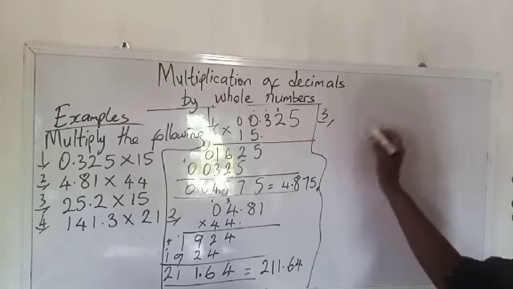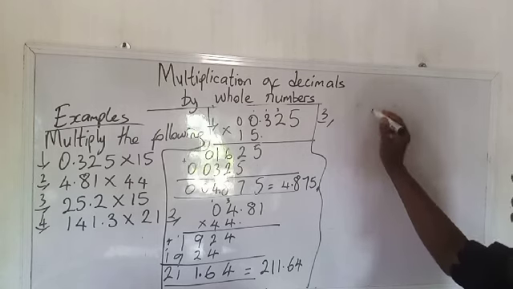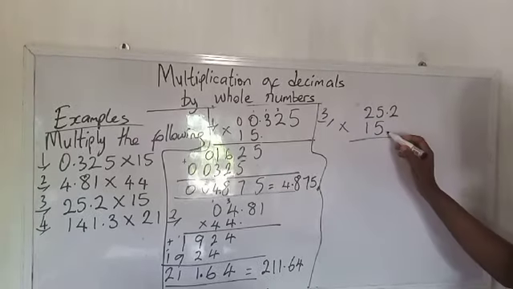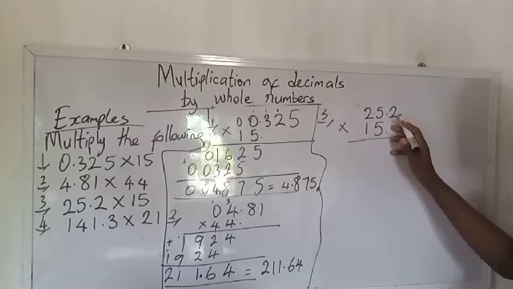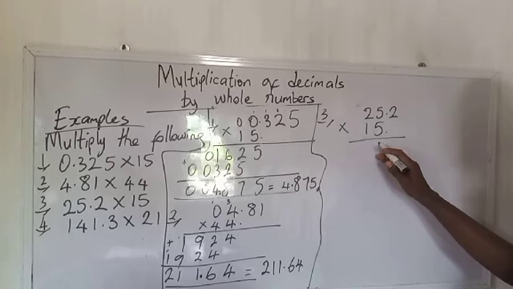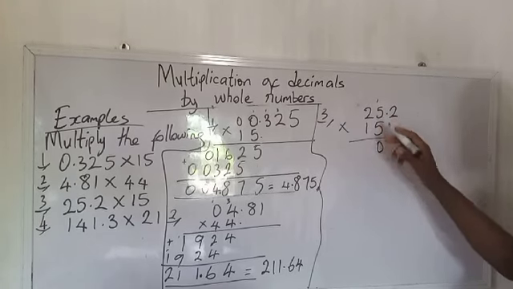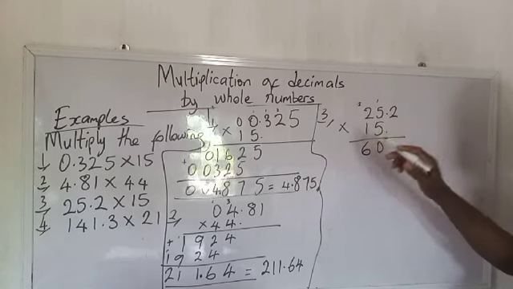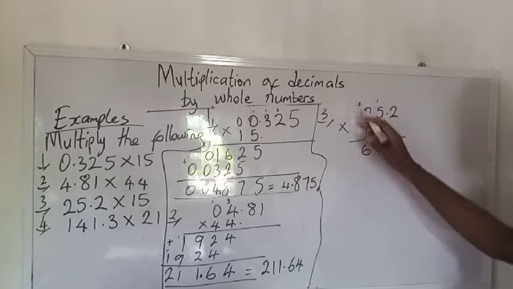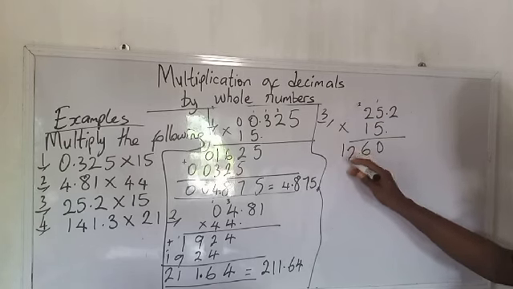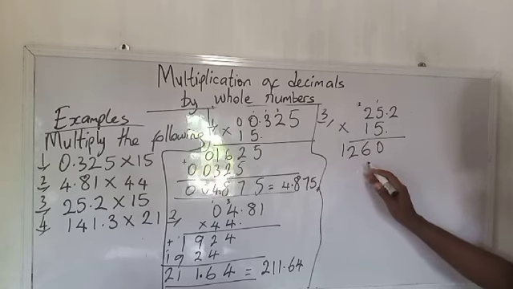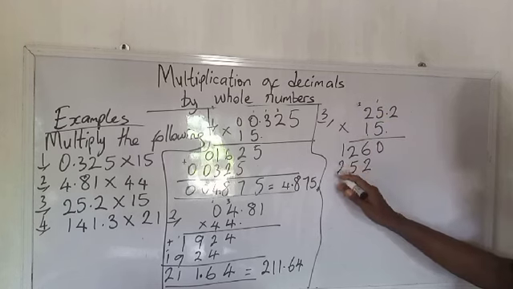Let's see number 3. Number 3, we have 25.2 times 15. I put my point. So 5 times 2 is 10. Put down 0, carry 1. 5 times 5 is 25 plus 1, 26. Put down 6, carry 2. 5 times 2, 10 plus 2, 12. And 1 times 2 is 2. I put it directly under the 1. 1 times 5, 5. 1 times 2, 2.